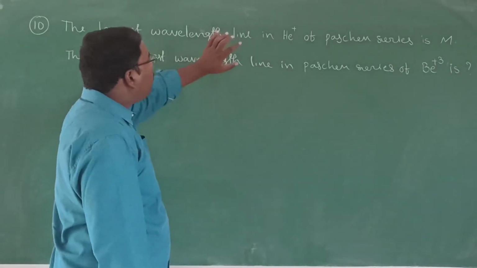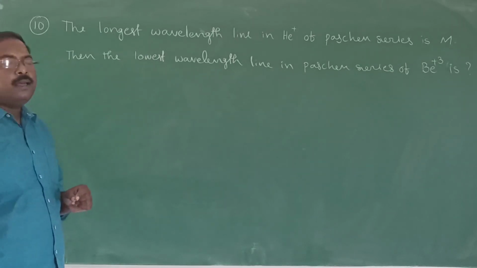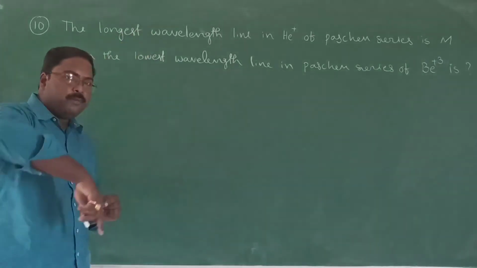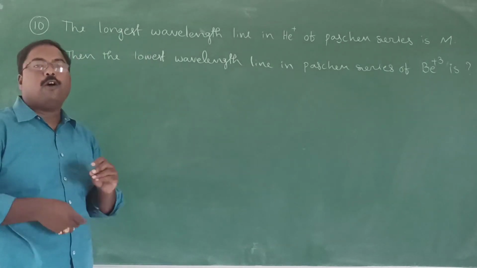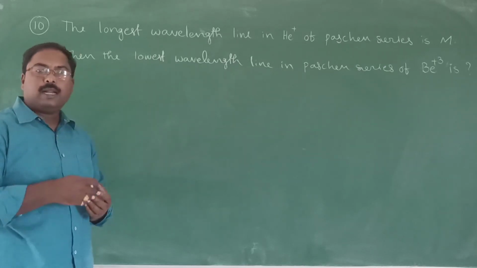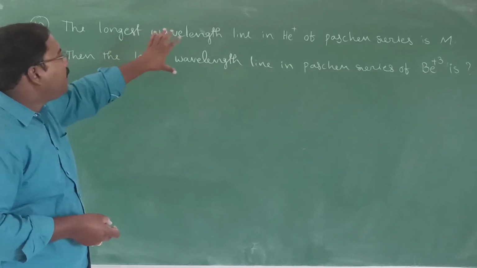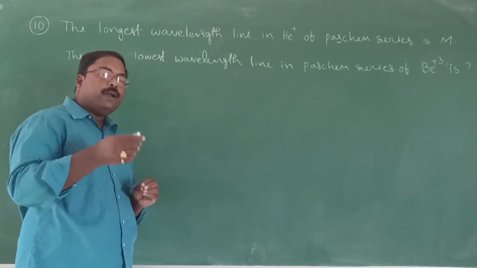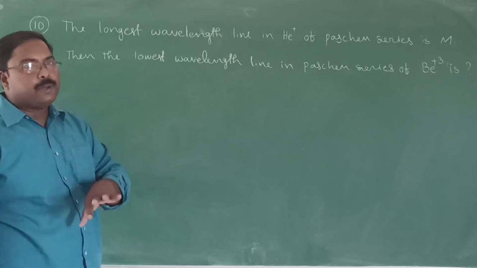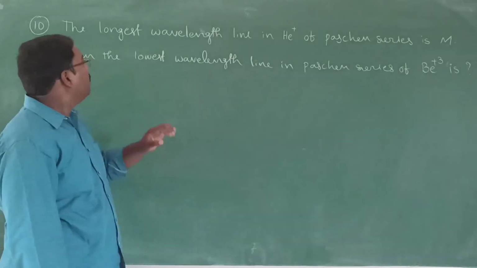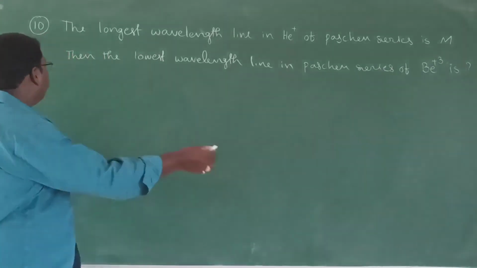Now, first coming to the first data, longest wavelength. They did not mention which line. If they had simply given fifth orbit to third orbit, how to solve the question? You have already done that many times, right? So this time, longest wavelength. What is the relation between energy and wavelength? We know energy is inversely proportional to wavelength. So longest wavelength means lowest energy.